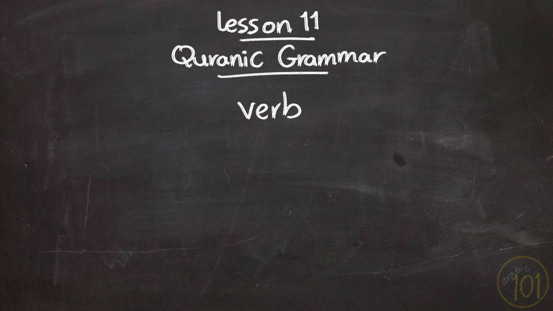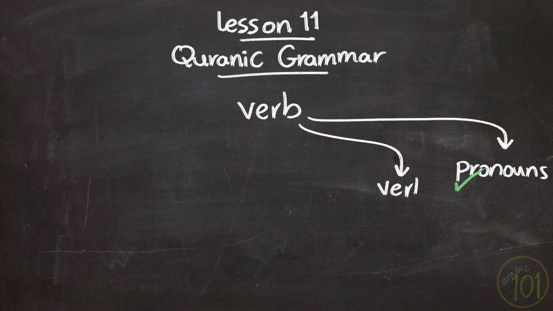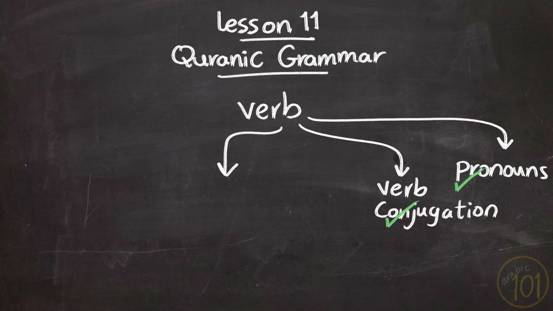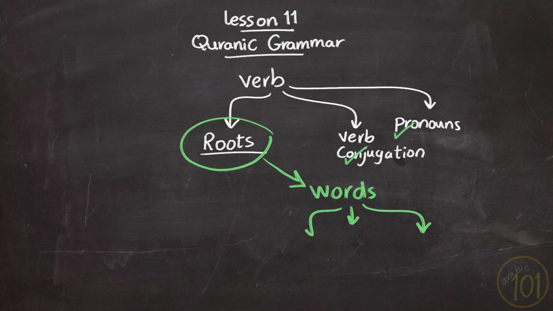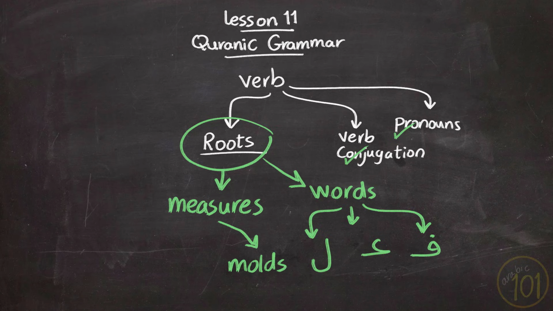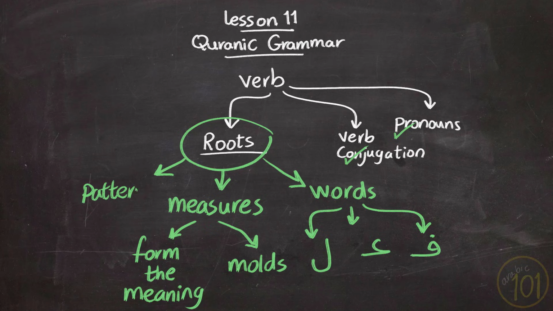Last lesson we were introduced to some of the most fundamental concepts of Arabic morphology. We understood the concept of verb roots and that all words including verbs go back to a three-letter root. We also learned that the measures of words are like molds, and that each of these measures contributes to forming the meaning of the word. And most importantly, we understood what a pattern of a verb is.